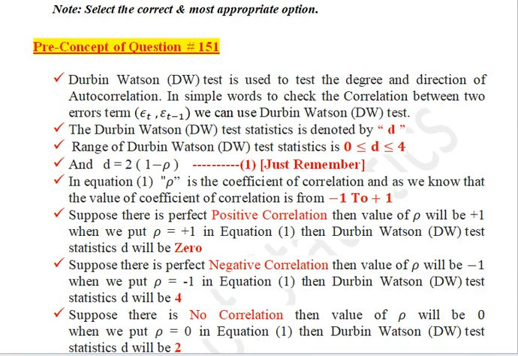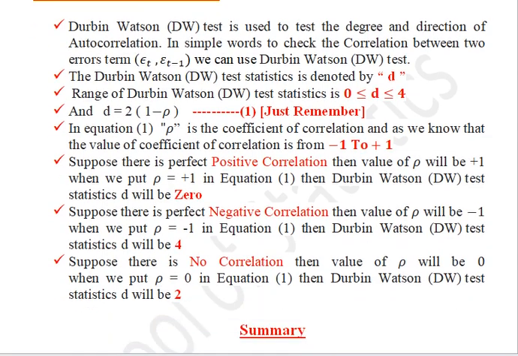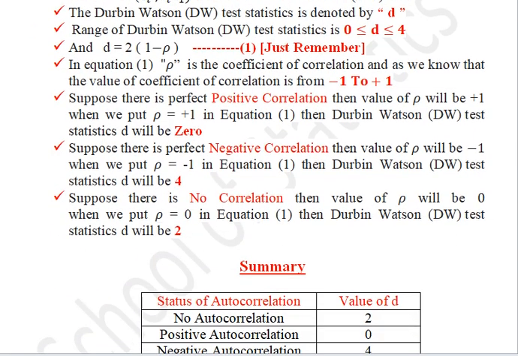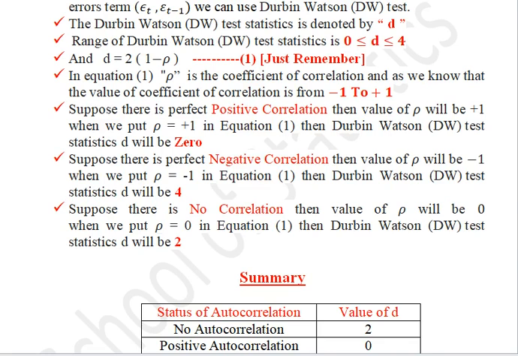is from -1 to +1. Suppose there is perfect positive correlation, then the value of rho will be +1. When we put rho equal to +1 in equation 1, then the Durbin-Watson test statistic D will be 0. When we put rho equal to 1, 1 minus 1 is equal to 0, and 0 multiplied by 2 is equal to 0, so D will be 0.